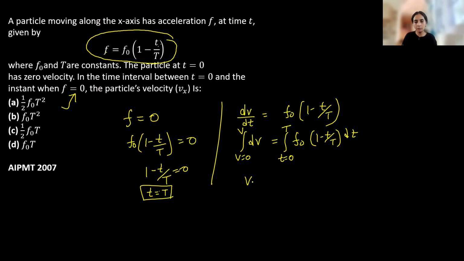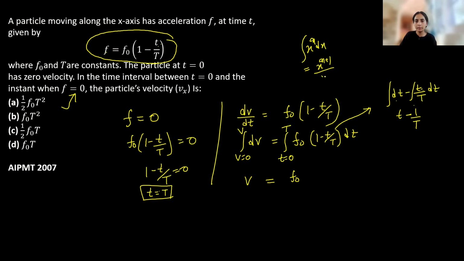So what will be the integration of dv? It is v, and if you put the limit, v − 0, that is v, and this is equal to f₀. If you integrate this, it is ∫dt − ∫(t/T)dt. So the integration of dt will be time t, minus this is a constant, so take the constant outside the integration sign. What will ∫t dt be? ∫xⁿdx is xⁿ⁺¹/(n+1). This is t to the power 1, so n is 1, so 1 + 1 is 2, so this is t²/2.